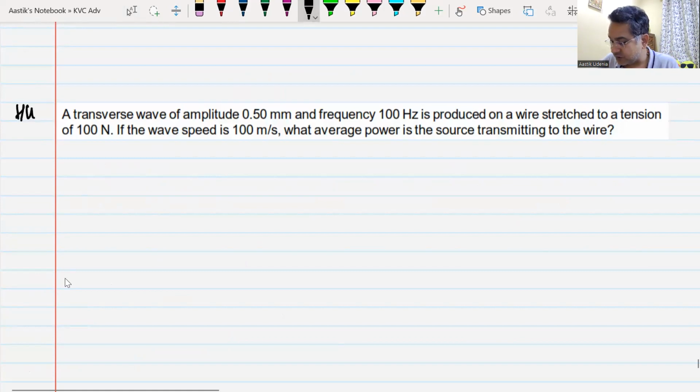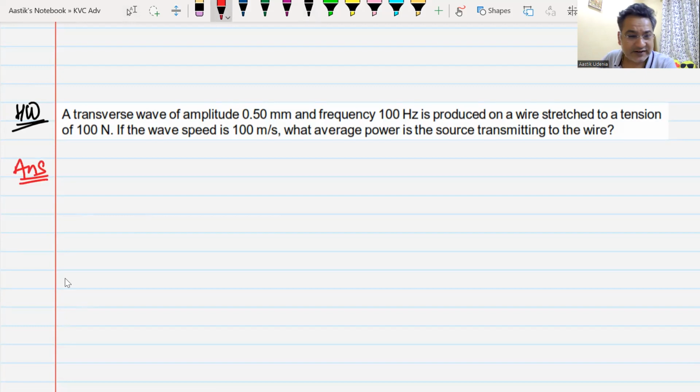So this is the homework question. A transverse wave of amplitude 0.5 mm, amplitude is given, remember the units, and frequency 100 hertz is produced on a wire stretched to a tension of 100 newtons. The wave speed is 100 meter per second. What is the average power the source is transmitting to the wire? I will also give you the answer so you can check it. The answer that I have is 49 milliwatt. So just check whether you get this answer or not.